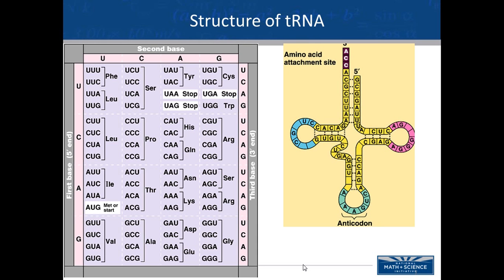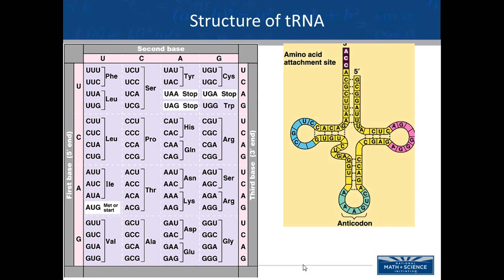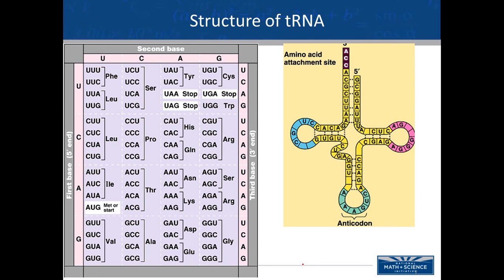Alright, so here's an example of the wobble effect. UCA and UCG code for serine, okay? However, the U will base pair with either an A or a G, so the transfer RNA will still bring the amino acid serine. So in this case here, there's only one transfer RNA for both of those codons, and it still will bring serine to the correct place.